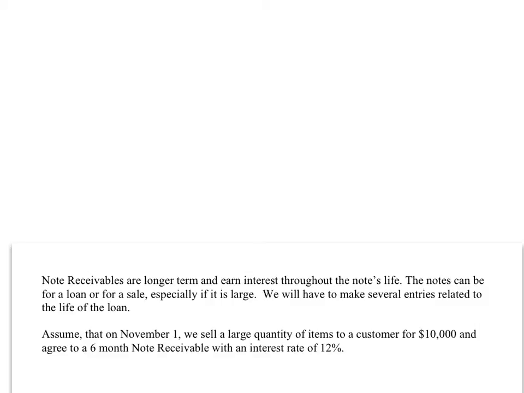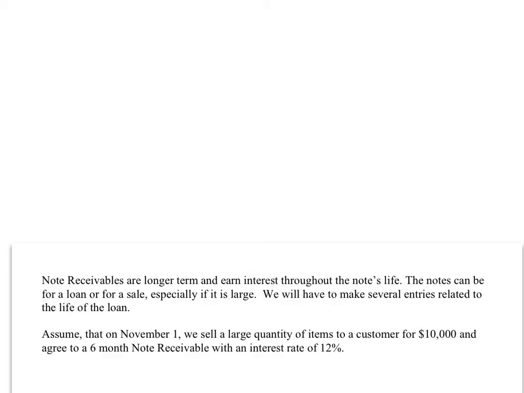Okay, so we're going to have to make several entries related to this note. We're going to usually have to make an originating entry, and we're going to have to make adjusting entries, and then collection entries, right? And depending on how long the note is, there could be several adjusting and maybe more than one or two collecting entries, depending on how the note is structured.